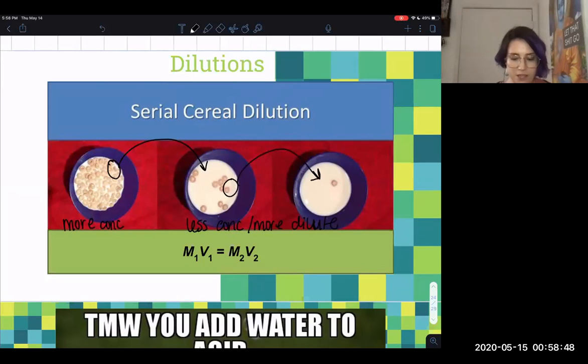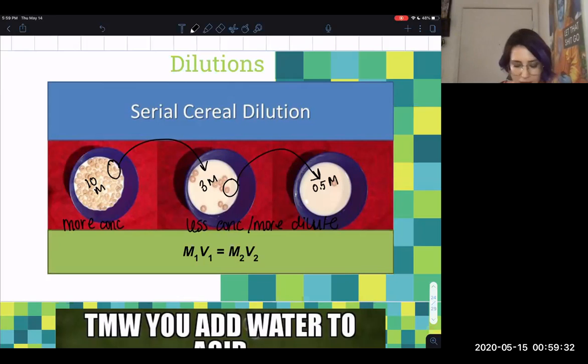So if this molarity is like, say, 10 molar, this would be like 3 molar, and this would be like 0.5 molar, okay? So by increasing the amount of water, or in this case milk, you're making it more dilute. This serial dilution is changing the number of moles in the solution while keeping the volume the same. Each bowl has the same amount of milk. You're putting fewer moles in each bowl. But most of the time, we're just going to be keeping the same number of moles, but adding water.